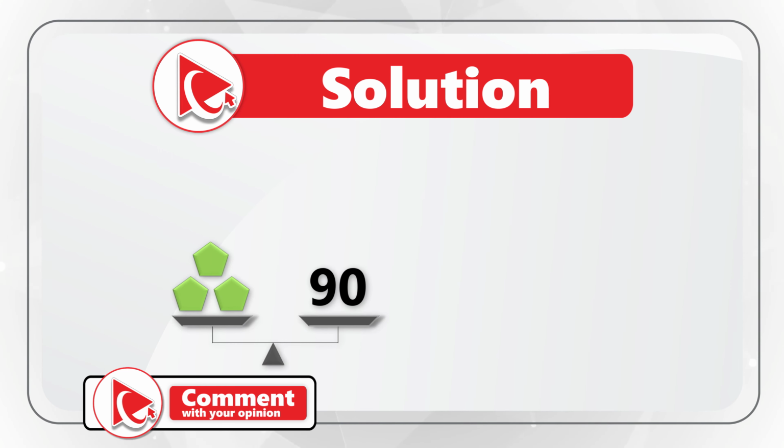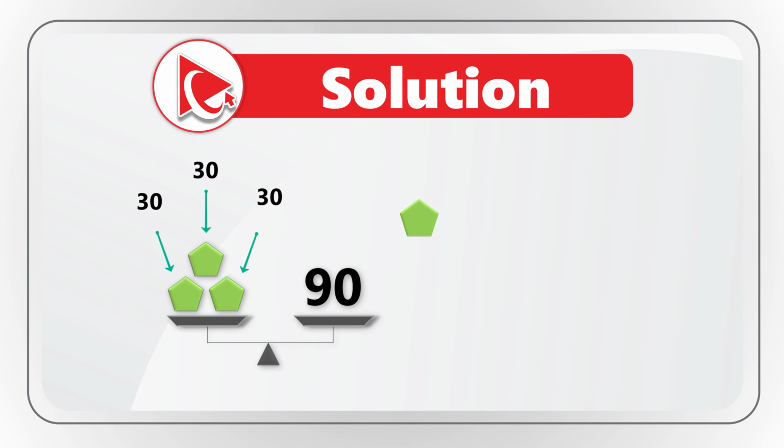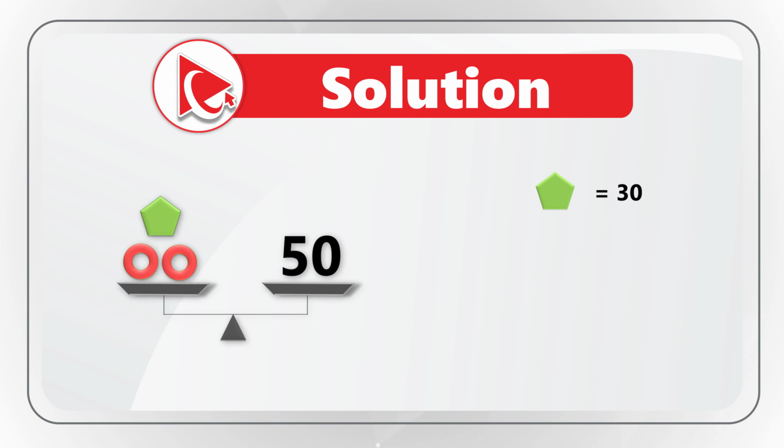It has 3 pentagons on the left and number 90 on the right, which means that each pentagon has a value of 30. Second scale contains 1 pentagon and then 2 bagels, and the combination of these shapes equals number 50. We already know the value of pentagon, which is 30. All we need to do is divide the remainder of the calculations, 50 minus 30, which equals 20, by 2, because there are 2 bagels, and calculate the value of bagel, which is 10.